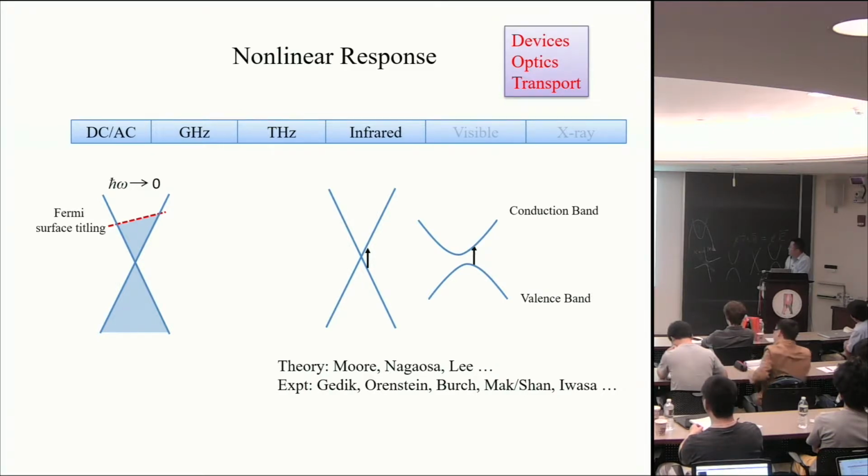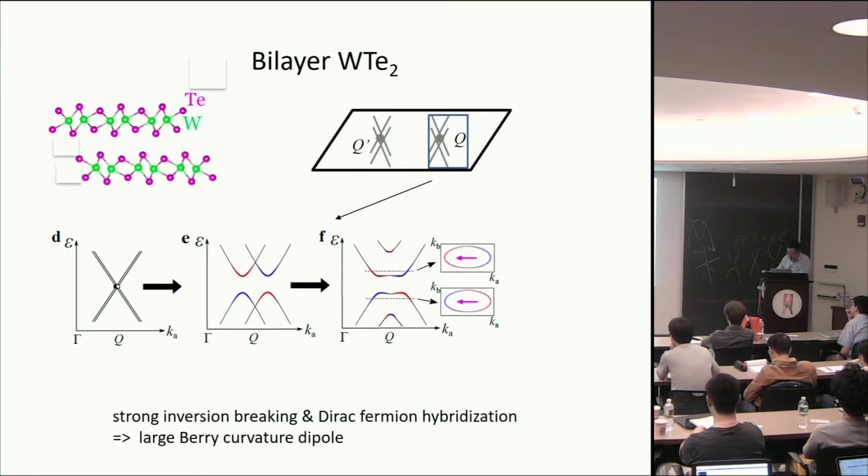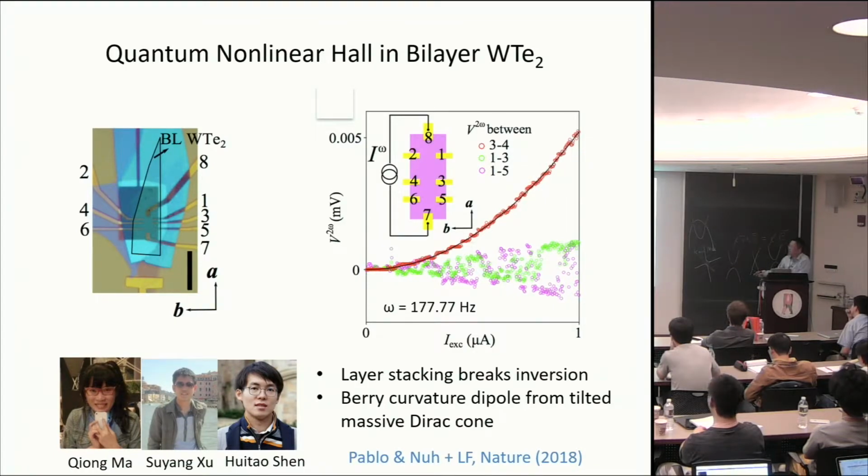Well, what I've been talking about is purely coming from the Fermi surface, right? So we're using the Boltzmann equation to describe the physics associated with anomalous velocity. So these are all at very low frequency. For example, this experiment is done at only 100 hertz, right?